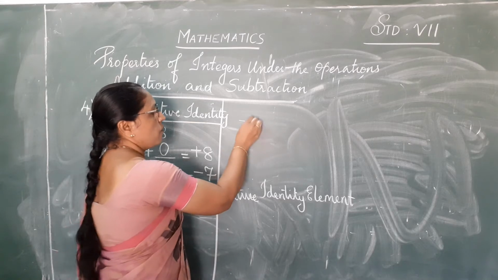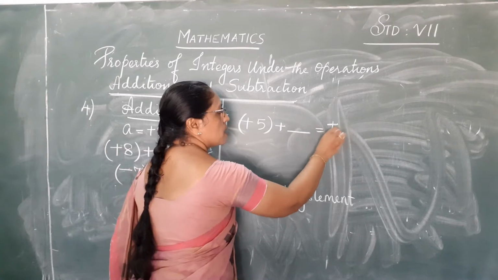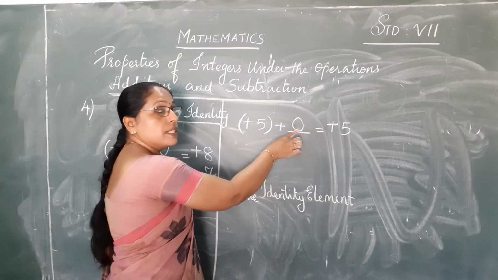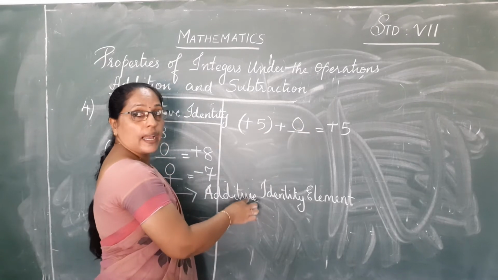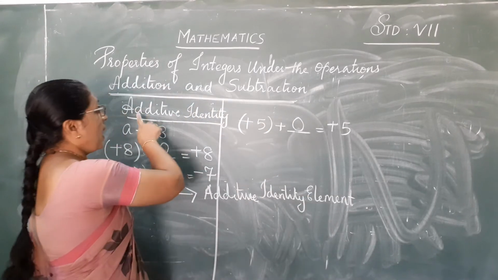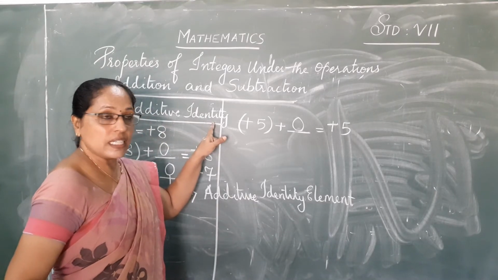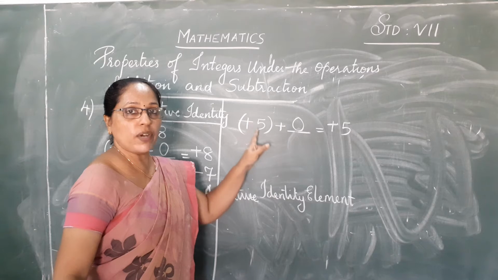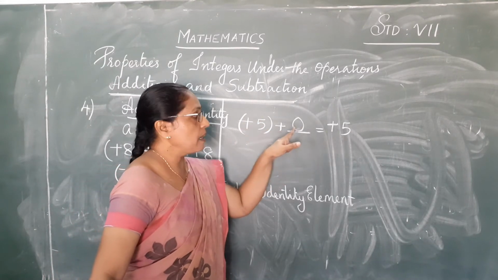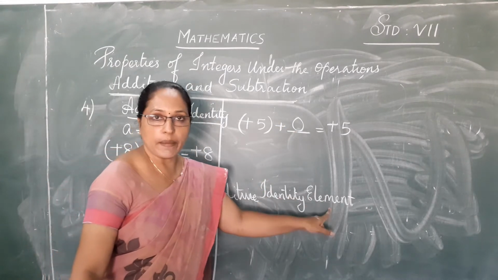So positive 5 plus dash equal to positive 5. So what do you feel here? Yes, 0. What do you call 0? 0 is called the additive identity element. And what do you call this property? Additive identity property. Why is the name given like this? Identity of the number positive 5 is revealed as it is by the number 0. So 0 is known as the additive identity element.